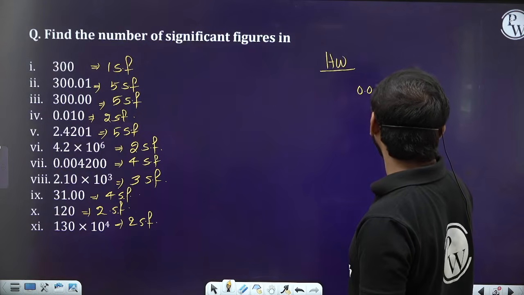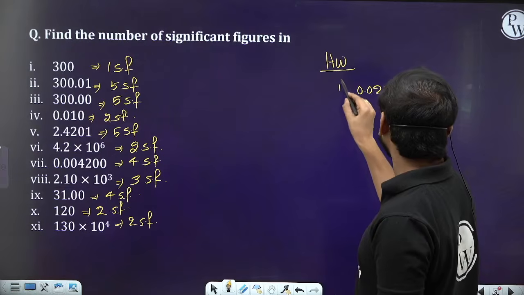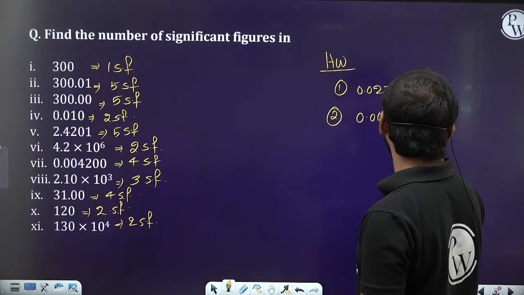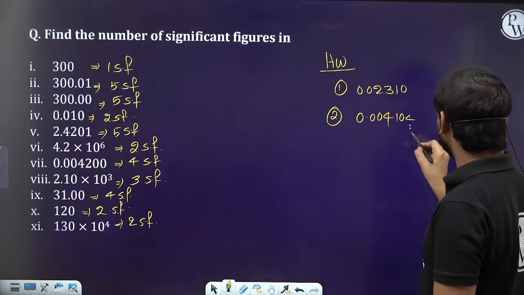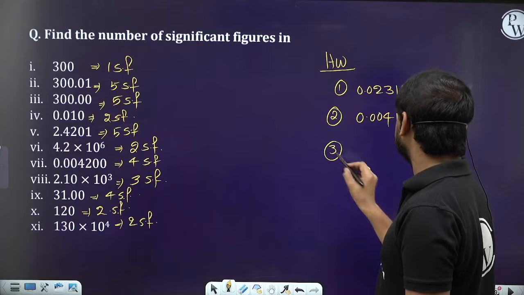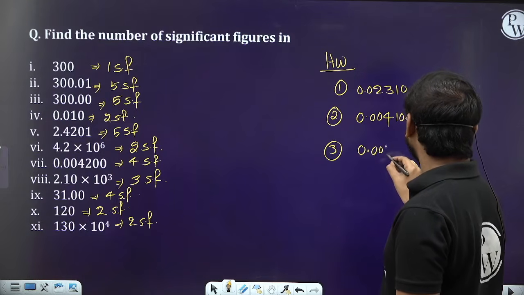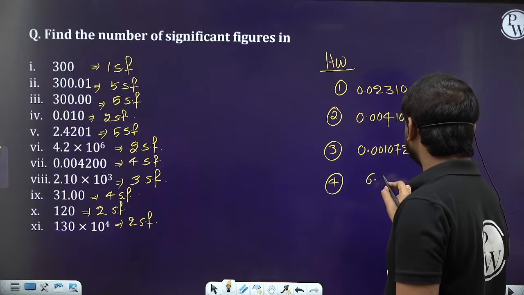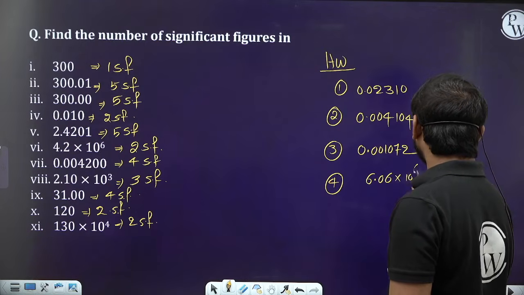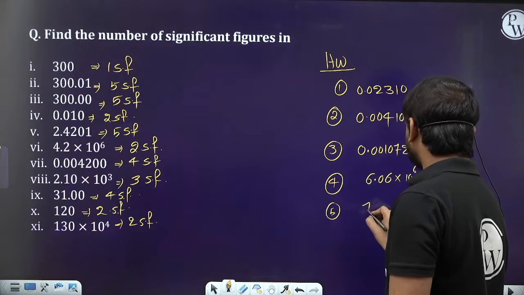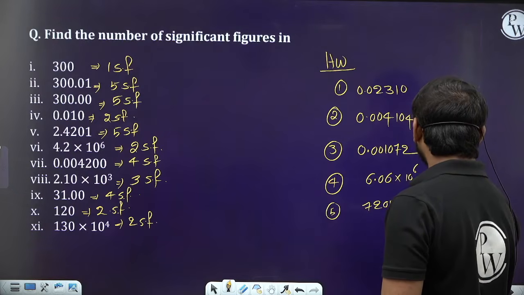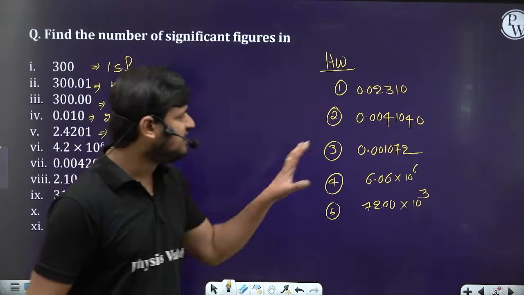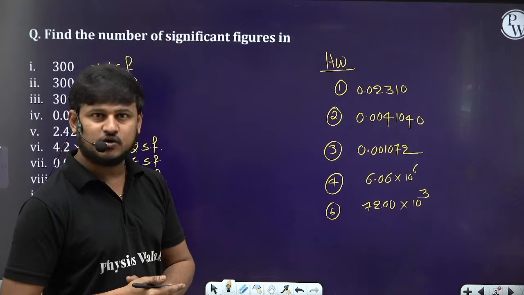Let's suppose 0.02310, question number 1. Then 0.0041040. Next, 0.001072. Then 6.06 into 10 to the power 6. Then 7200 into 10 to the power 3. Take these questions as homework and write how many significant figures are there in each one. Write it down in the comments. Okay? Chalo.